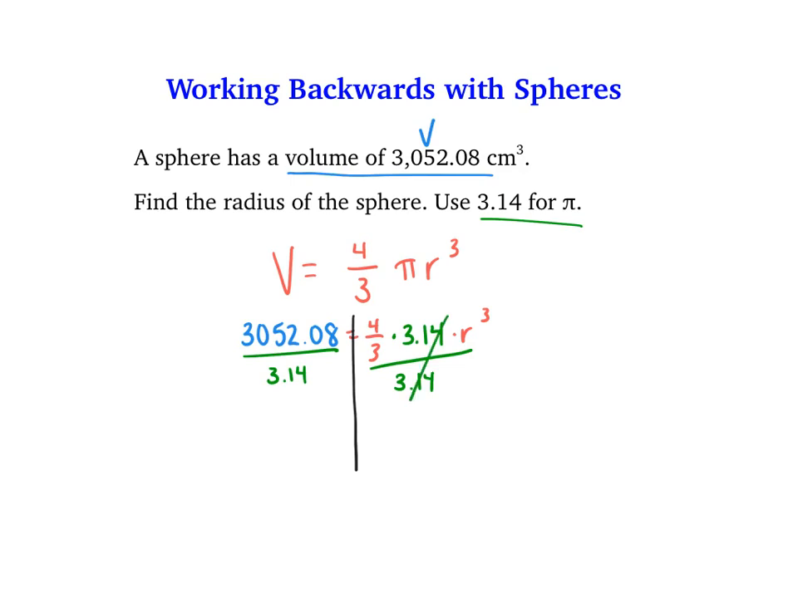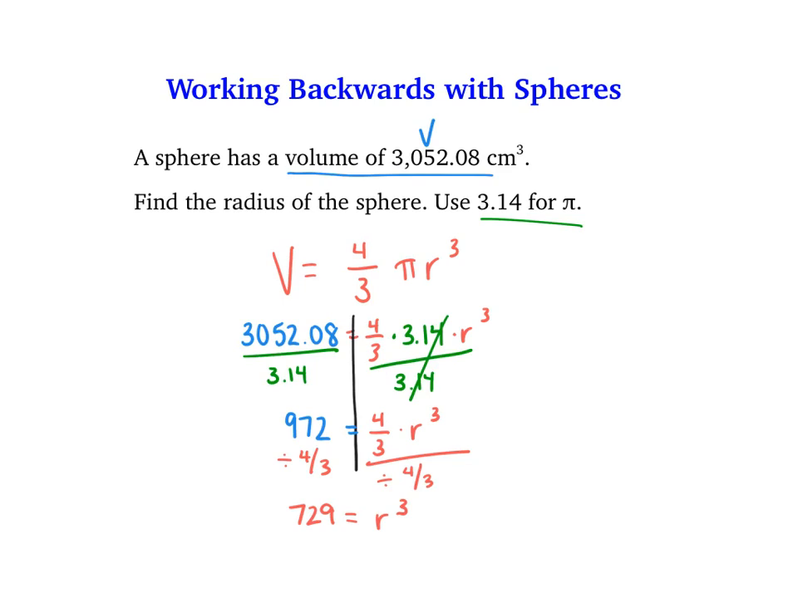So taking 3052.08 and dividing by 3.14 gets me 972. So 972 is equal to 4/3 times r cubed. Well, the next thing I want to get rid of is that 4/3. So I'm going to divide by 4/3 on each side. And that gets me 729. So I know that 729 is equal to cubing r.